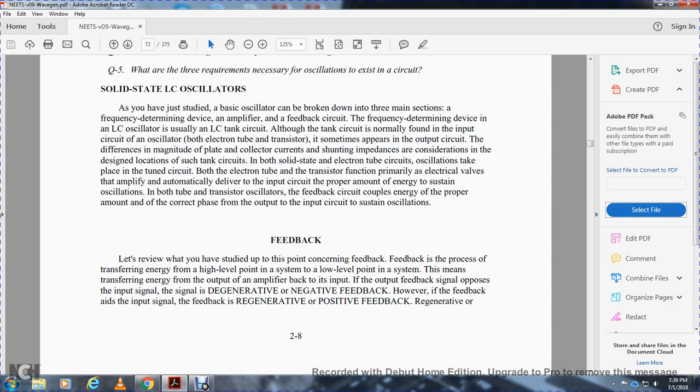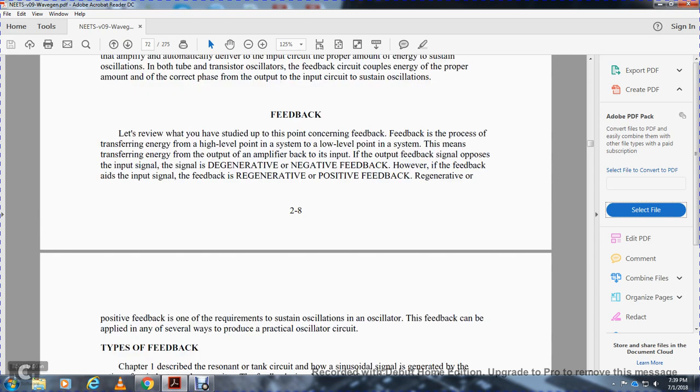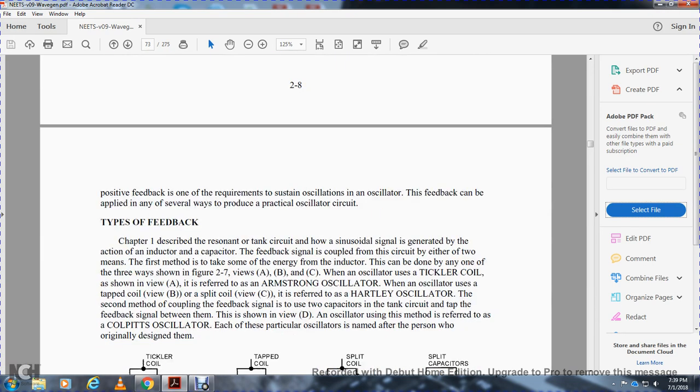Feedback. Let's review what you have studied up to this point concerning the feedback process of transferring energy from a high-level point in the system to a low-level point in the system. It is the means of transferring energy from the output of the amplifier back into its input. If the feedback signal opposes the input signal, it is degenerative, or negative, feedback. However, feedback that aids the input signal is called regenerative, or positive, feedback. Regenerative feedback is what is required for oscillations in an oscillator. Feedback can be applied in several ways in practical oscillator circuits.